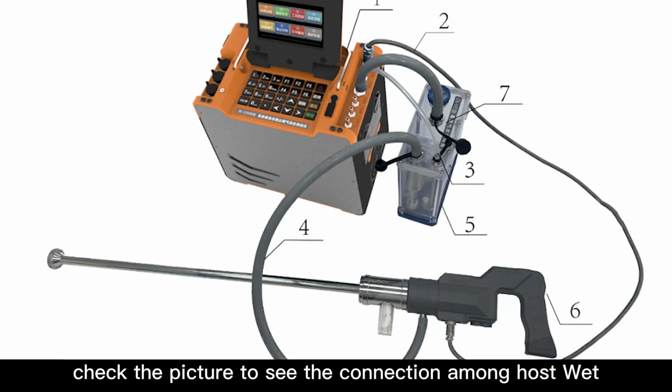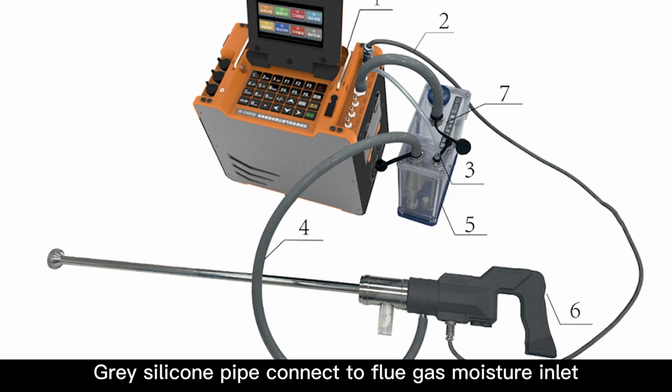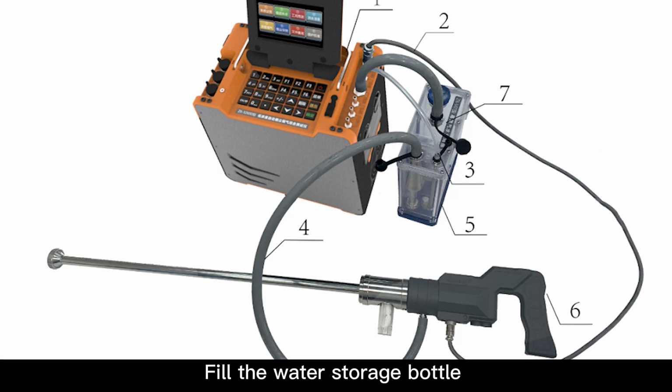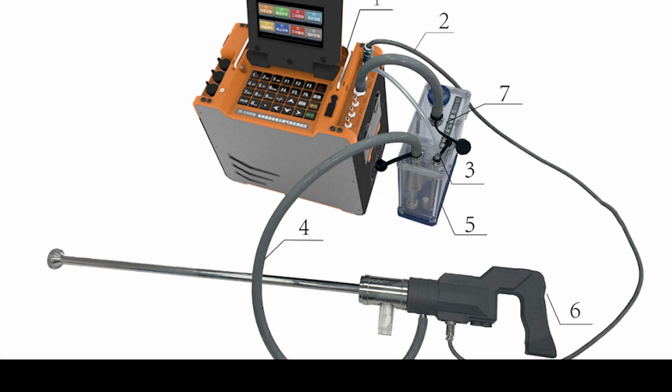Check the picture to see the connection among host, wet and dry bulb wire connected to the interface of the moisture signal wire. Gray silicone pipe connects to the flue gas moisture inlet. Fill the water storage bottle with more than half of the water. This gray silicone pipe is connected to the inlet of the dryer. The outlet of the dryer is connected to the inlet of the host. The moisture signal wire connects to the interface of the moisture.